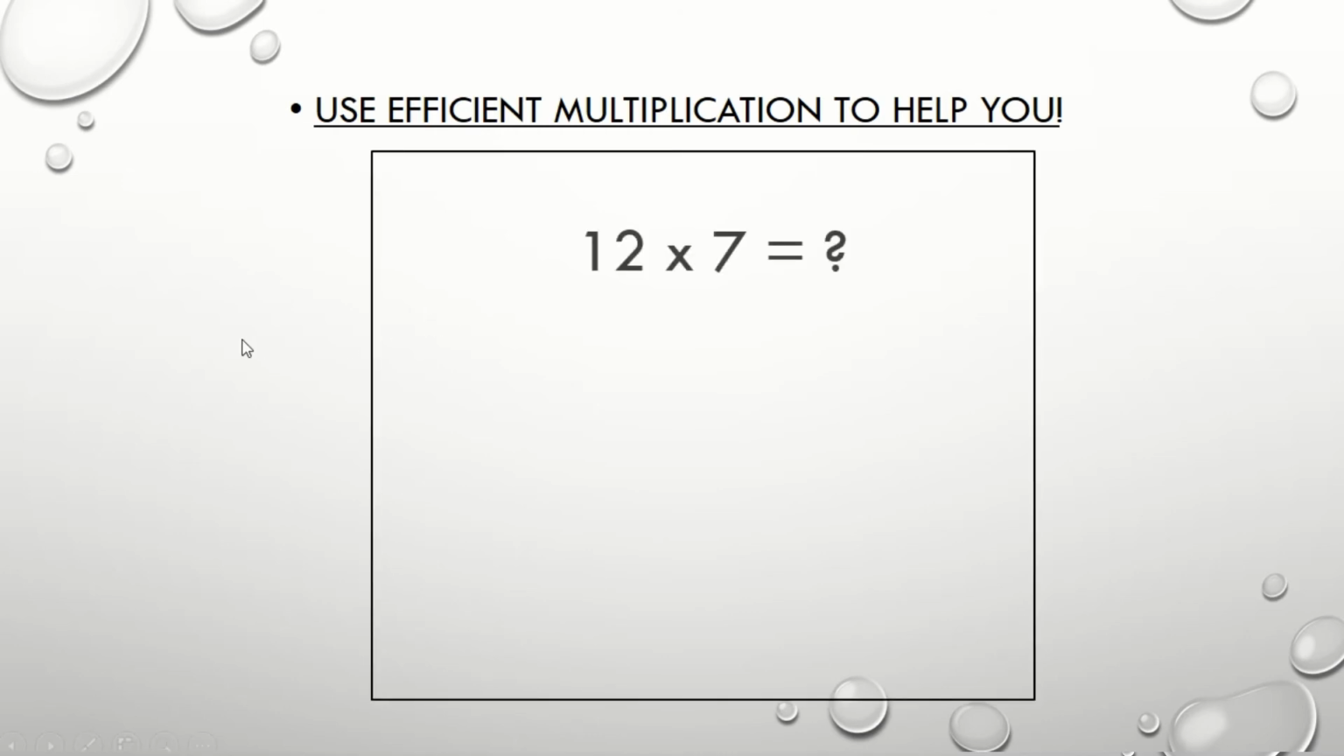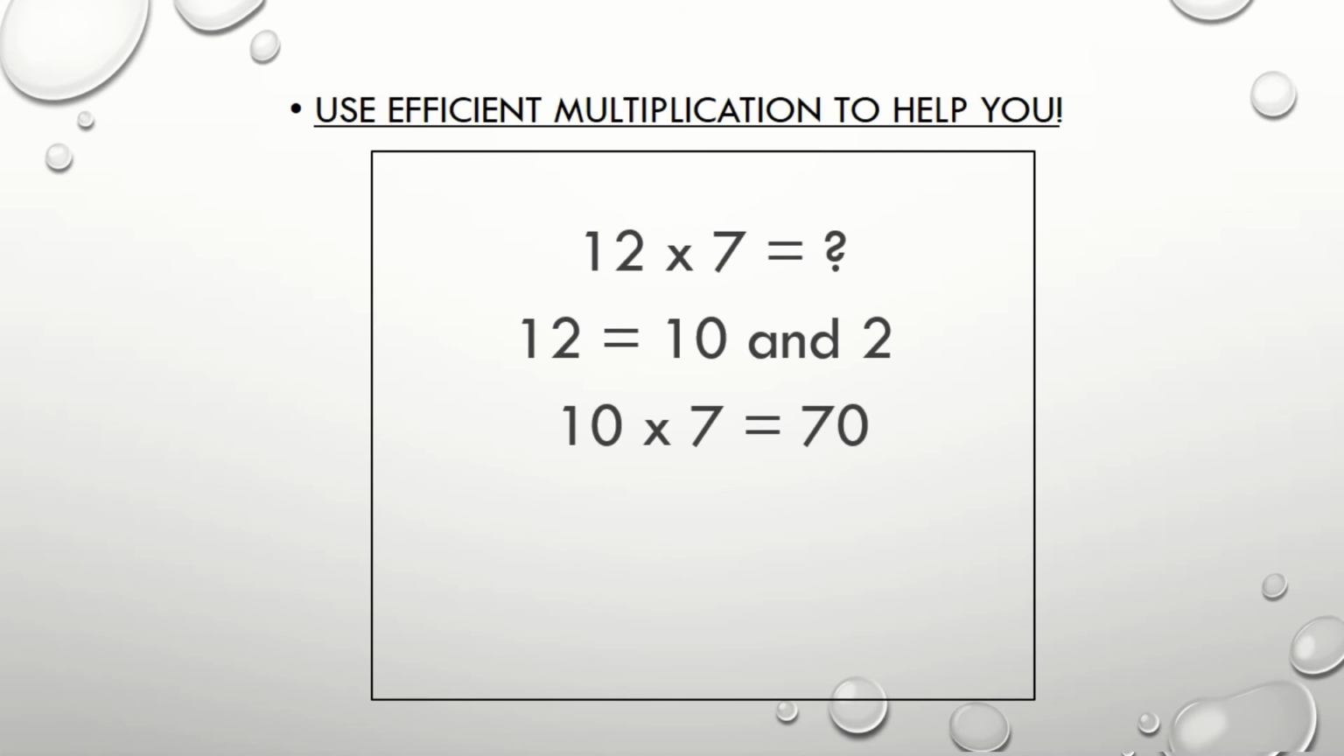So we've got 12 times 7. We need to partition our number. So we've got 12, which is 10 and 2. We know our 10 times tables. We know our 2 times tables. So we can do 10 times 7 is 70. 2 times 7 is 14. And then we can add those together.